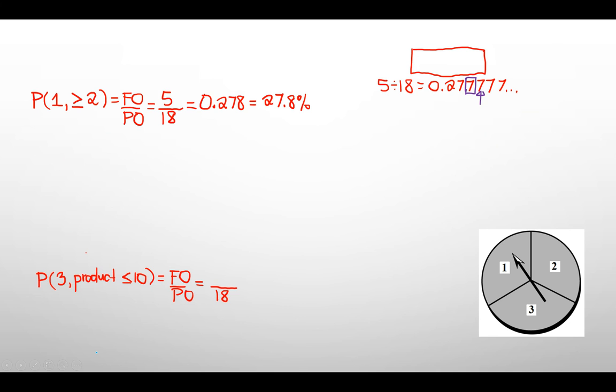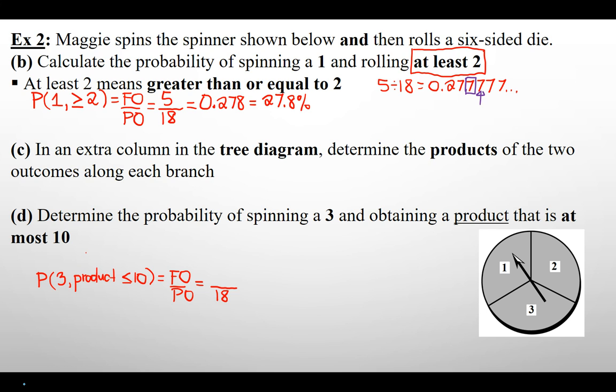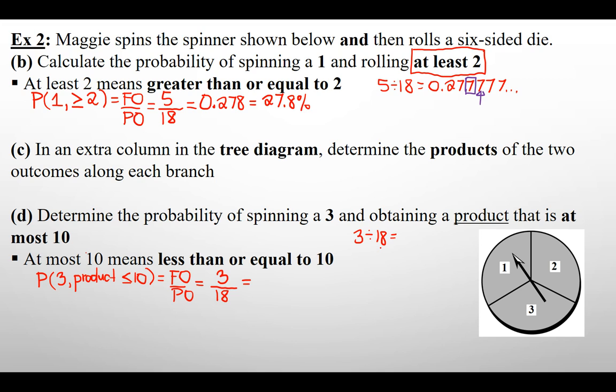Okay, so if we go back to this here, product that's less than or equal to 10, there's only going to be, how many ways do we identify? There's 3 ways you can get that. So it's going to be 3 over 18. Okay, so 3 over 18. This is going to give you a repeating decimal number. So 3 divided by 18 should give you a repeating decimal of 0.16666 repeating.